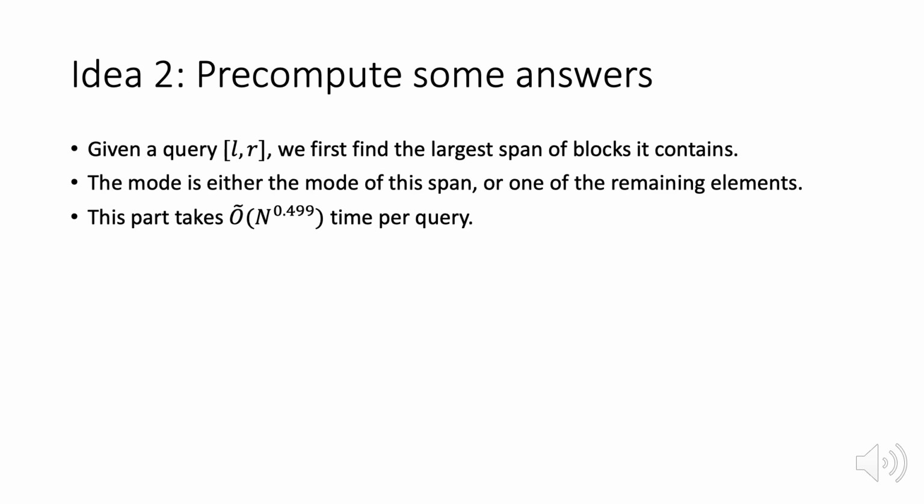Then, given a query LR, we first find the largest span of blocks this query contains. Then the mode of LR is either the mode of this span or one of the remaining elements. Since the number of remaining elements is at most twice n^0.499, we can enumerate each one of them and query the frequency of this element in this range. And finally, we take the best. Therefore, this part takes at most Õ(n^0.499) time.